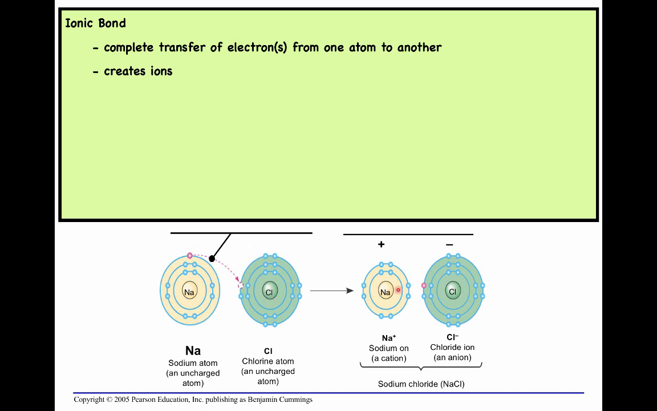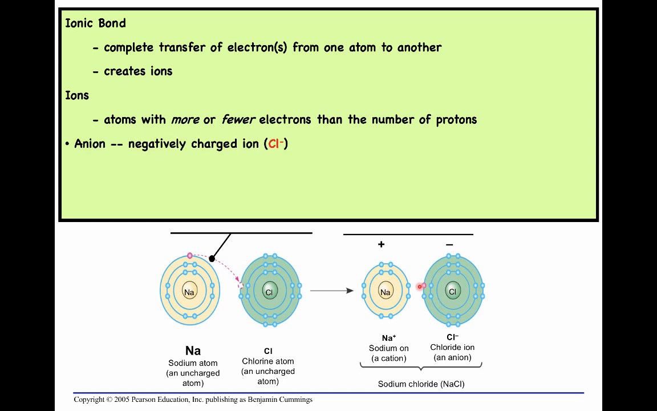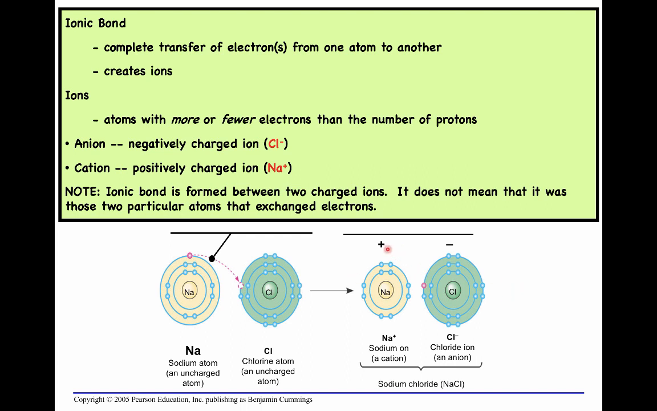And so when that occurs, because sodium has lost an electron, now it has 1 extra positive charge in its nucleus, and so it's +1 charge. Chloride is the opposite. It's gained an electron, so it has one more electron than it does protons in its nucleus, and so it's negatively charged. Ions that are created by the complete transfer can then interact with each other. Ions are atoms with more or fewer electrons than the number of protons. Anions are negatively charged ions like chloride that have picked up an electron. Cations are positively charged like sodium, which have lost an electron. And so the ionic bond is formed by the interaction between this positively charged ion and this negatively charged ion.